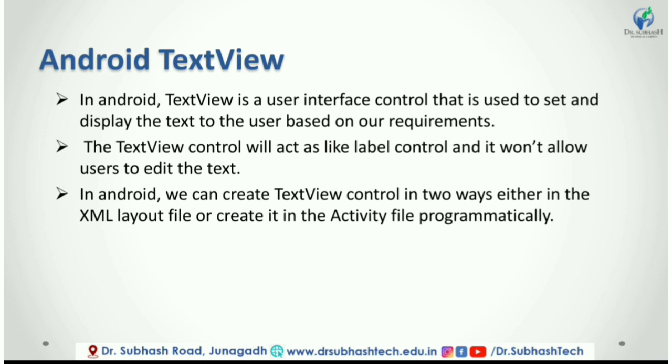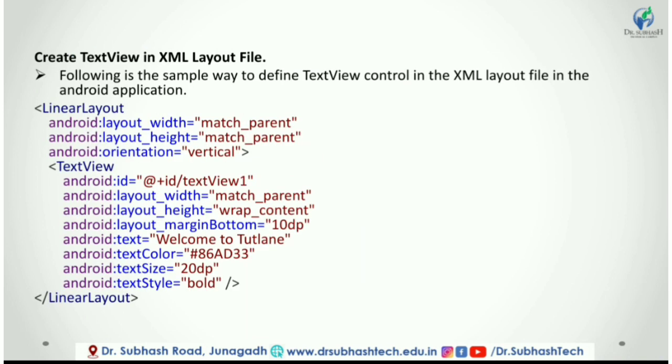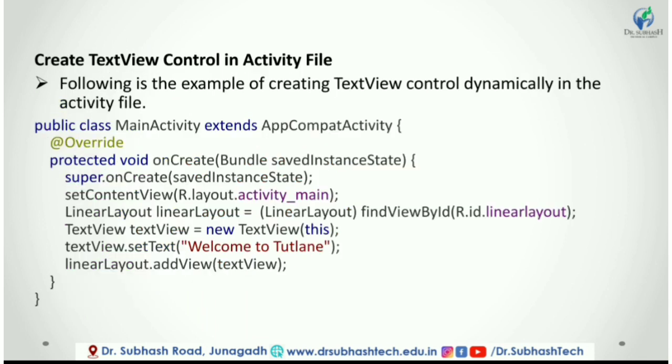In Android, we can create a TextView control in two ways, either in an XML layout file or programmatically in the activity file. First way is to create TextView in an XML layout file. Following is the simple way to define a TextView control in an XML layout file in an Android application. If you observe the above code snippet, here we define a TextView control in the XML layout file to display the text in an Android application.